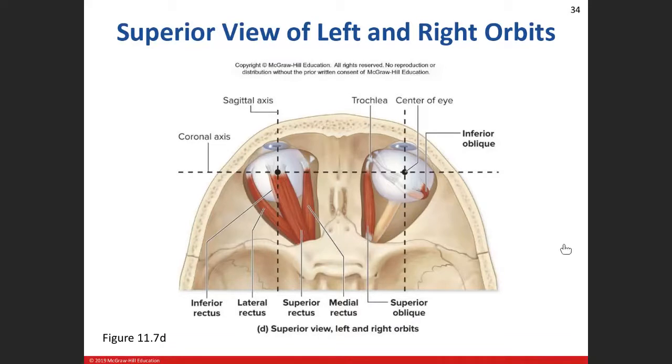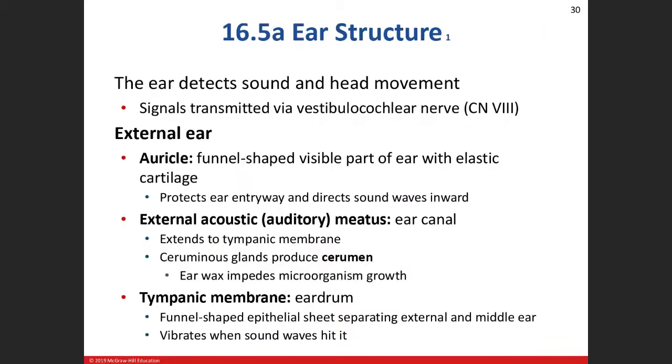All right, let's do some labeling. This one here was the ear structure. We're going to do ear on Thursday. Yep. All right, let's conclude with the eye. And this is it, guys. The last of the slides. Kind of makes me sad a little.